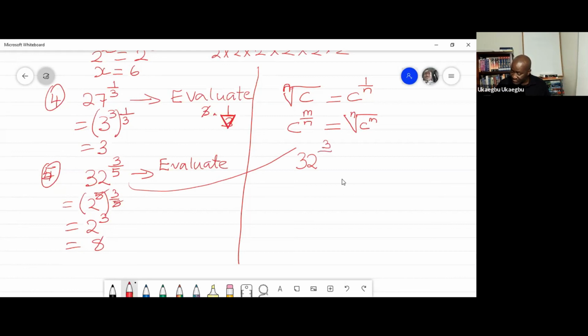Once you are dealing with exponents, whenever you see a big number, think about the factors that you can use in order to break down that big number into the smallest possible numbers. For example, 32 can be 16 times 2. 32 can also be 4 times 8. So 32 can also be 2 times 2 times 2 times 2 times 2, which is 2 raised to power 5. Okay?